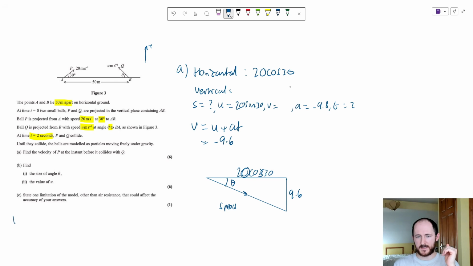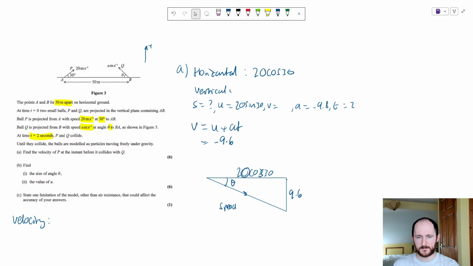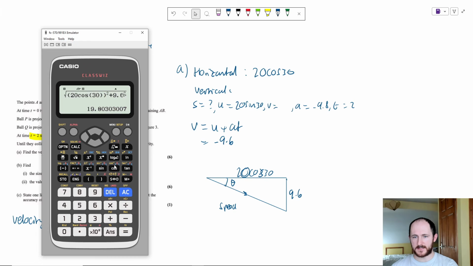So let's say the velocity equals, and we're going to take the square root of those two things added together. The squares of those two things, add them together, then square root them. So we get (20 cos 30) squared plus 9.6 squared, all square rooted, 19.8. Then I need to work out the angle. That's opposite over adjacent, so that's tan. So inverse tan, opposite 9.6 over 20 cos 30.